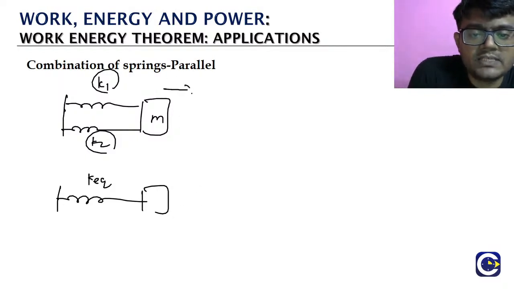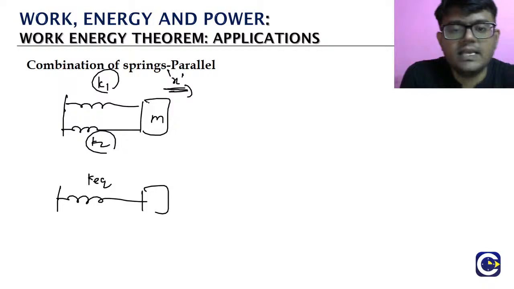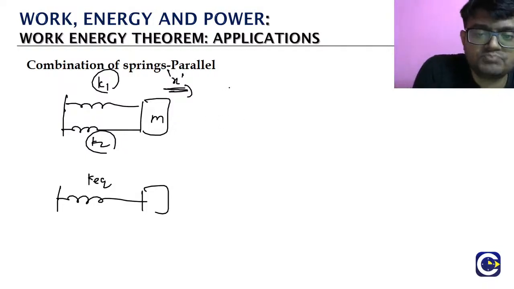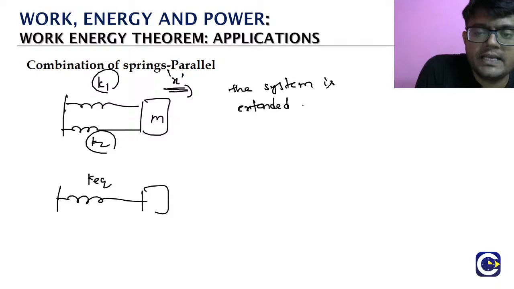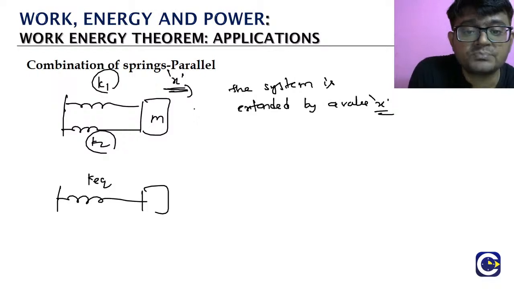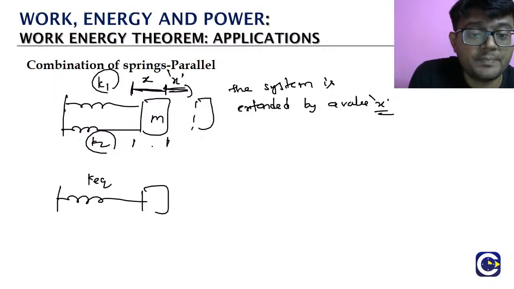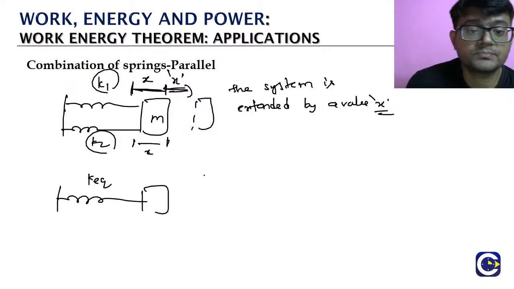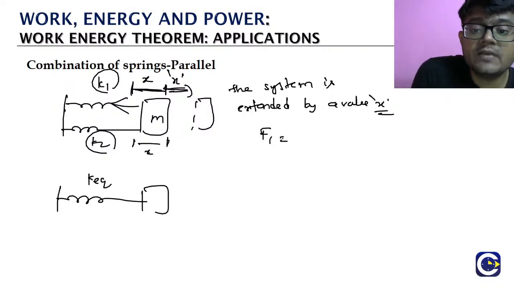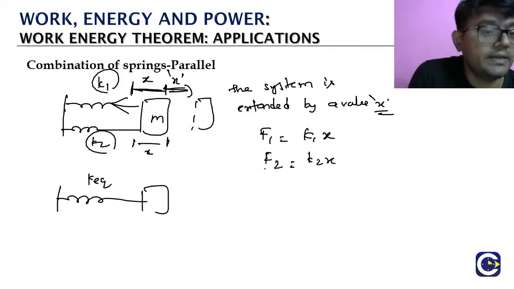Now we will look at an extension of the spring by a value x. The system is extended by a value x, and the mass comes here. So spring 1 will be extended by value x, and spring 2 will also be extended. The force in spring 1 is k1 into x, and the force in spring 2 is k2 into x.